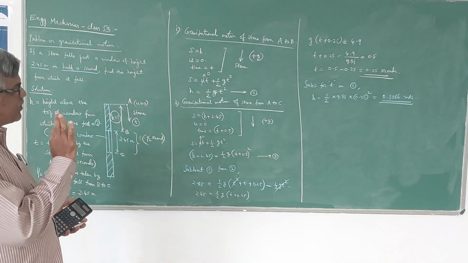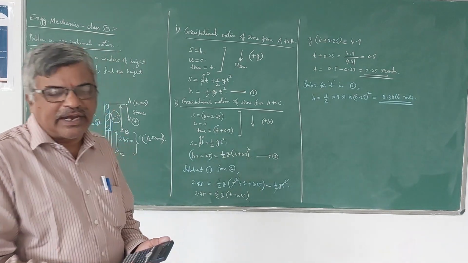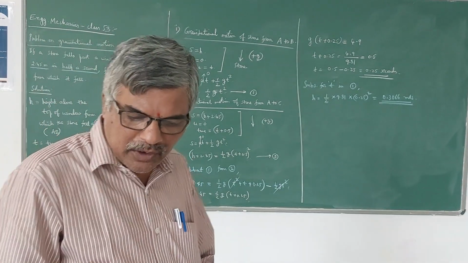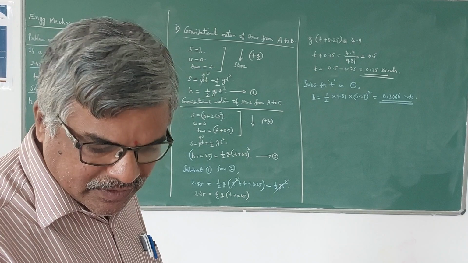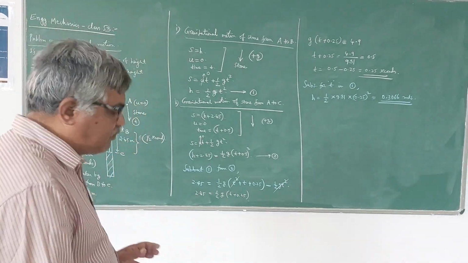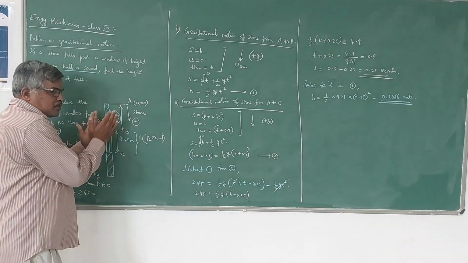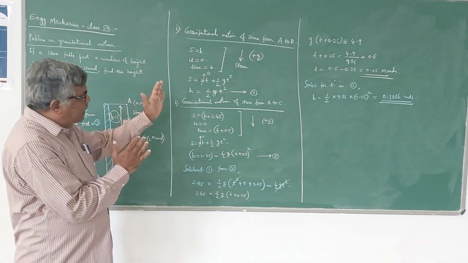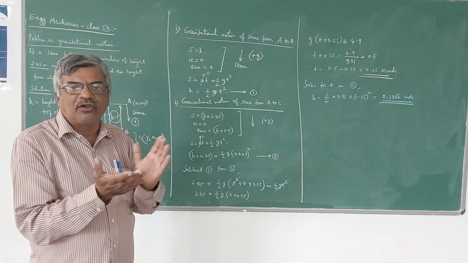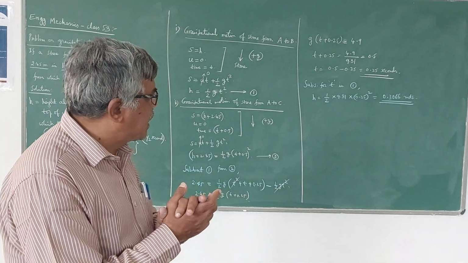So it is a simple problem. Given the data, you have to consider the motion from A to C and A to B separately. Two unknowns, h and t, you will get two equations. So if you solve them, you are going to get the answer.